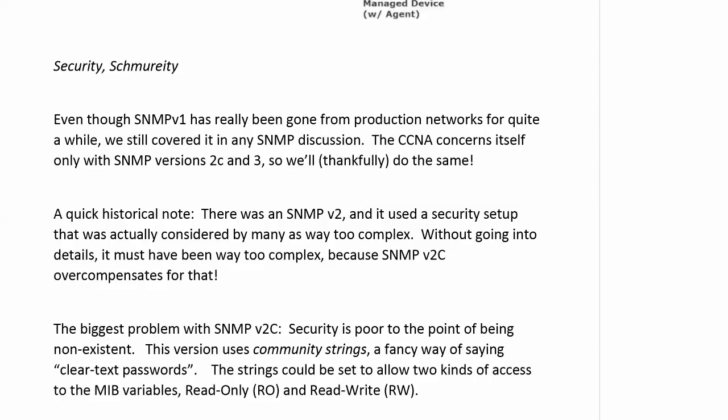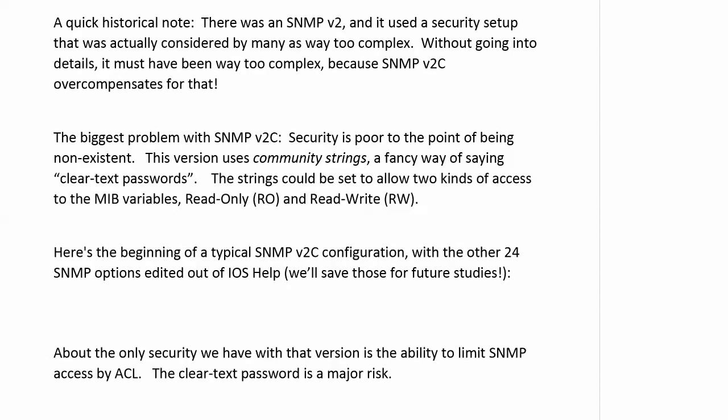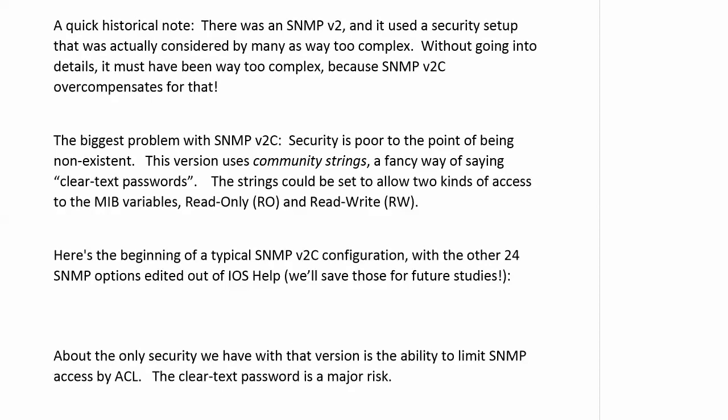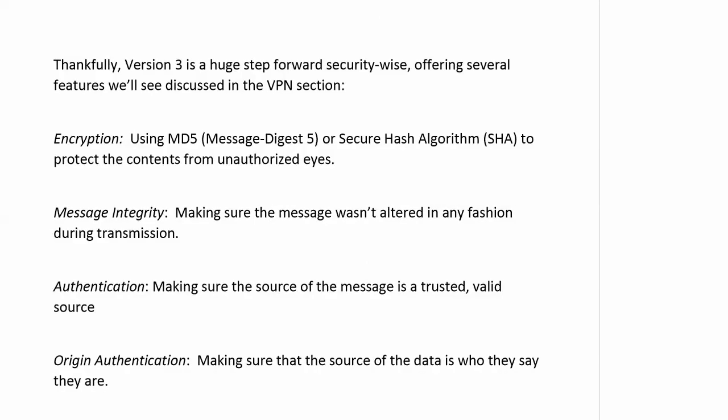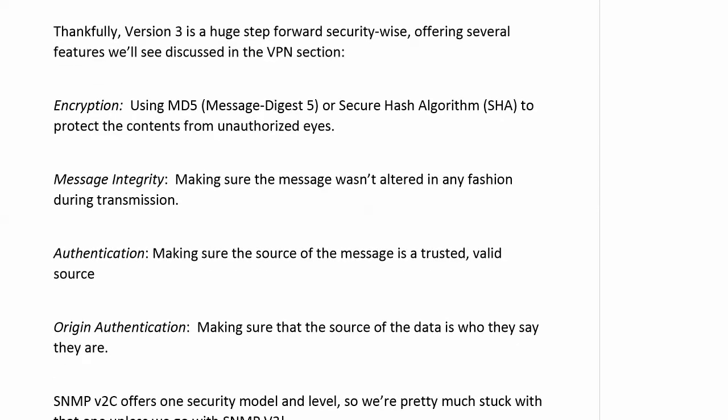And the strings can be set to allow those two kinds of access that we talked about earlier, read-only (RO) and read-write (RW). And I'm going to show you after we finish the discussion here what a typical version 2c config would look like. About the only security we have with that version is the ability to limit SNMP access by ACLs. So it's another good reason to know your ACLs, but obviously that clear text password is a major risk.